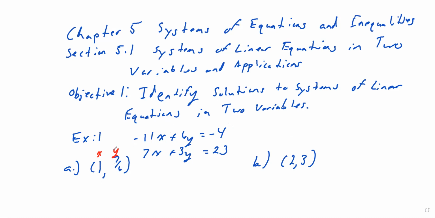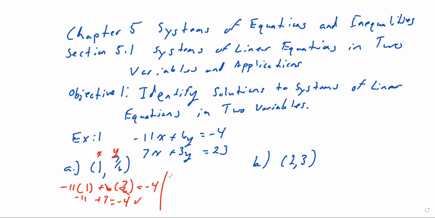So let's check the first one. Doesn't matter which one you check first. So I get negative 11, I'll replace this x with a 1, plus 6, I'll replace y with 7/6, equals negative 4. And then we'll work it out. Negative 11 times 1 is negative 11. If I multiply by 6 and divide by 6, the 6's will cancel. So I have 7. Negative 11 plus 7 is, in fact, negative 4. So that part worked out, but you do have to check the second one.